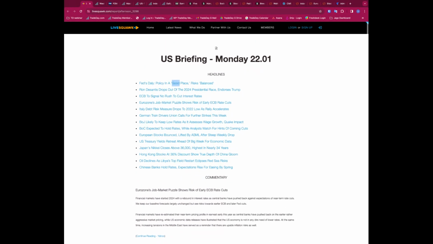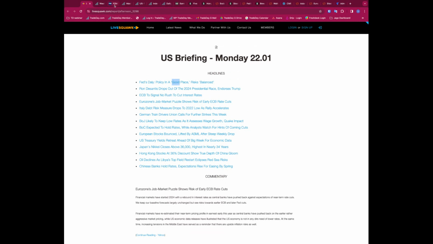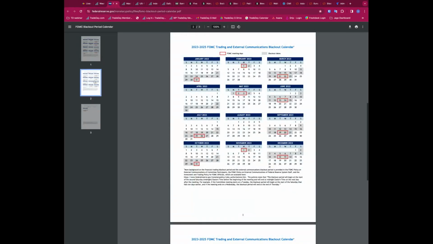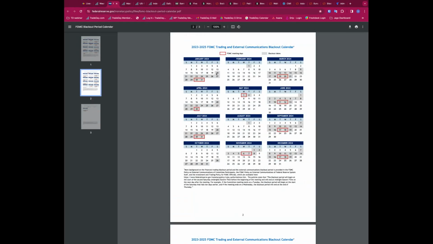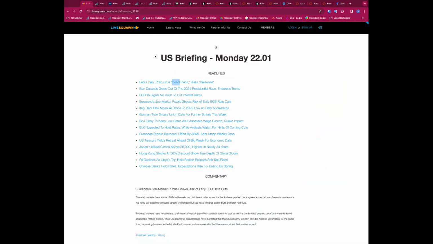Remember, we have entered the FOMC Fed blackout period. So no Fed speakers talking about monetary policy for all of this week and the beginning of next week, until the meeting, which is on the 30th and 31st, Tuesday, Wednesday. And then we get the decision on the Wednesday. So we're in the blackout period now, and we're not expecting anything from the Fed speakers.